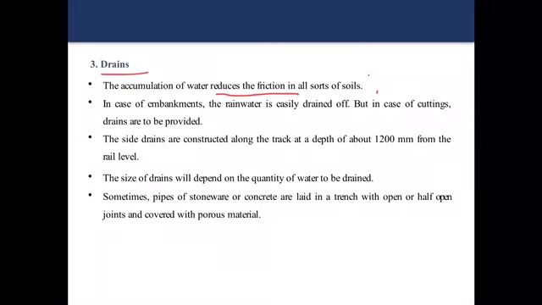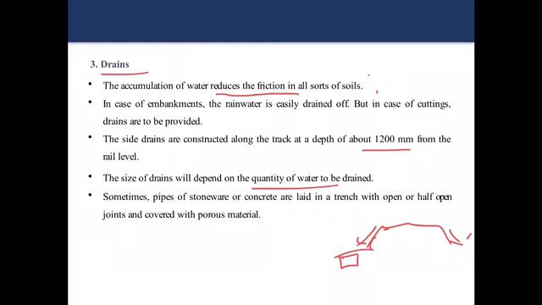In the case of an embankment, the rainwater gets easily drained off because of the slopes on the embankment, and it can be carried away from the railway track with the help of the side drains. But in the case of cutting, you need to provide additional drains to drain the runoff water. The side drains are constructed at a depth of around 1200 mm from the rail level. What should be the size of the drain? That depends upon the quantity of runoff water that needs to be drained.